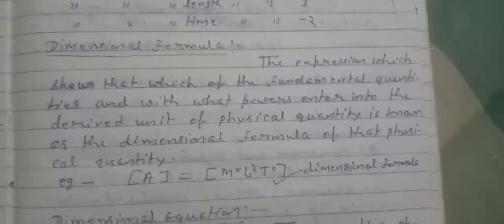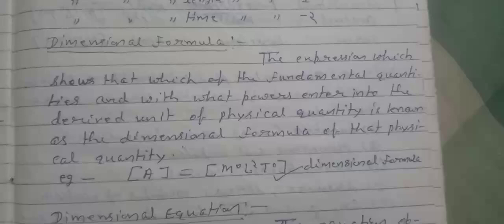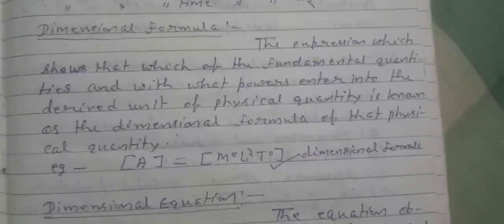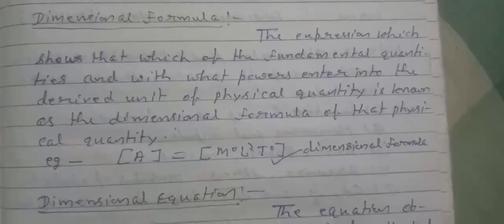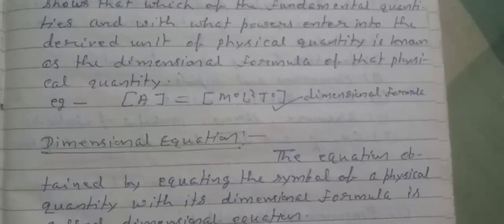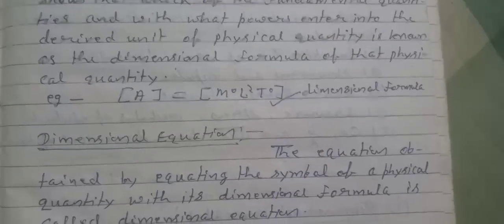Dimensional formula: the expression which shows which of the fundamental quantities and with what powers enter into the derived unit of a physical quantity is known as the dimensional formula of that physical quantity. For example, the dimensional formula of area is M^0 L^2 T^0.